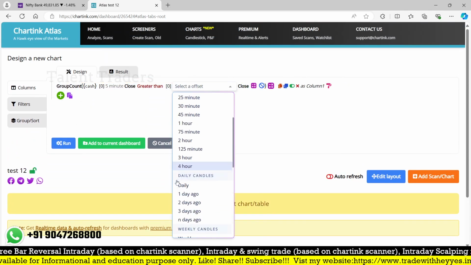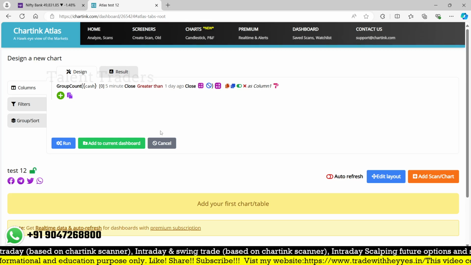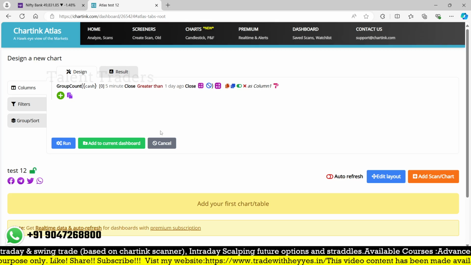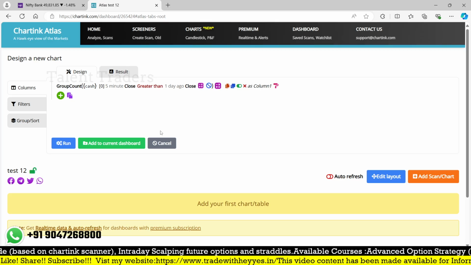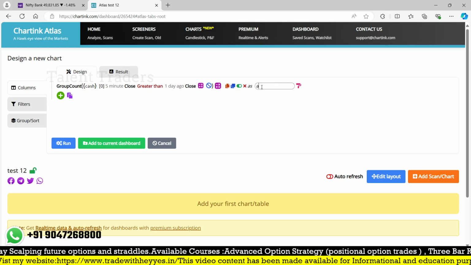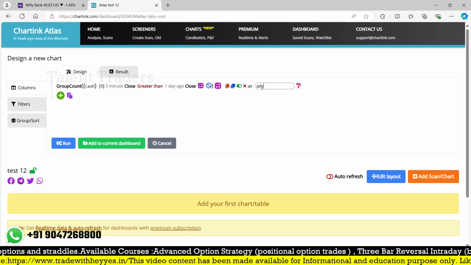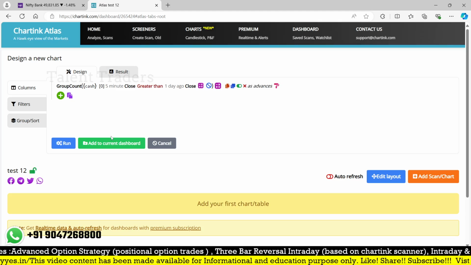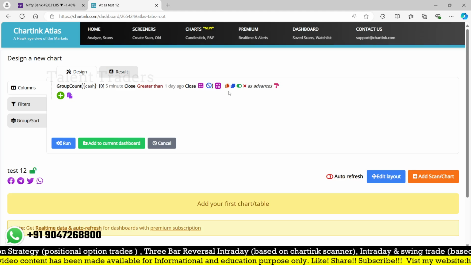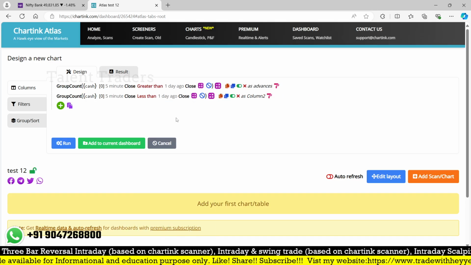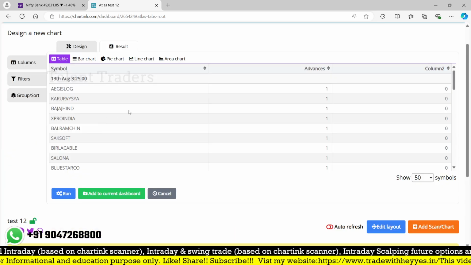It's about 1 day ago. So here, 1 day ago close. That means yesterday's closing, compared to that particular stock's 5 minutes close, is greater than the previous day close. It's called a positive stock. So we will be taking advance stocks. Same like that, we can create the negative one. We simply copy this, and it should be less than. This will tell you how many stocks are forming such a pattern.